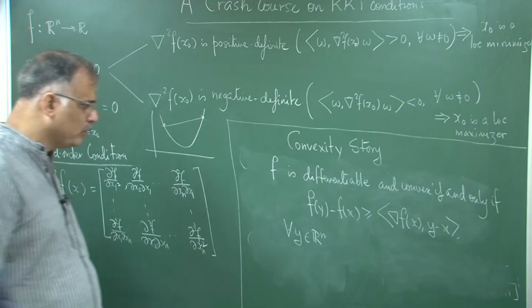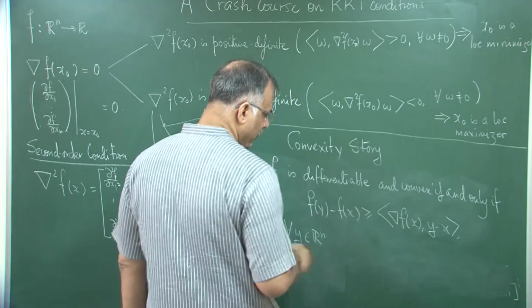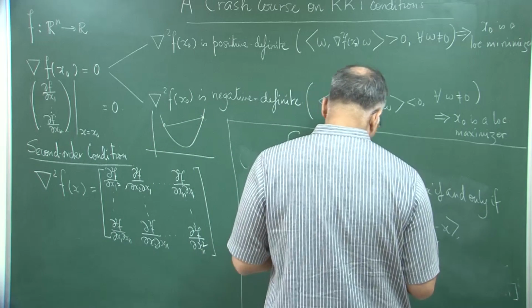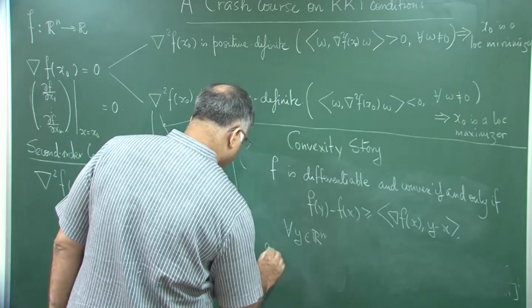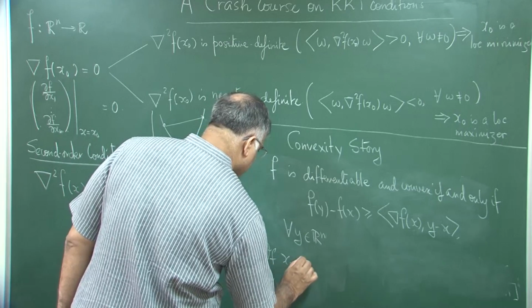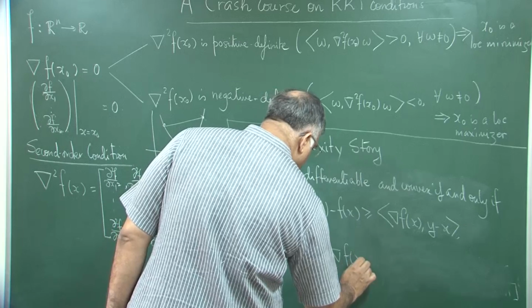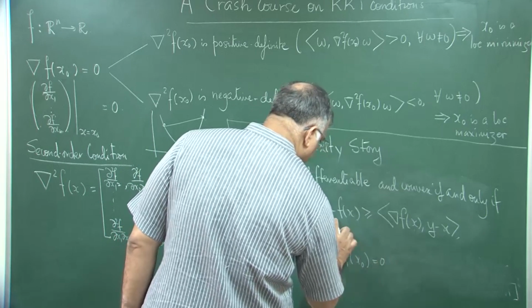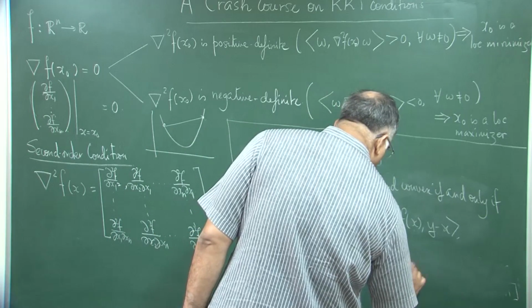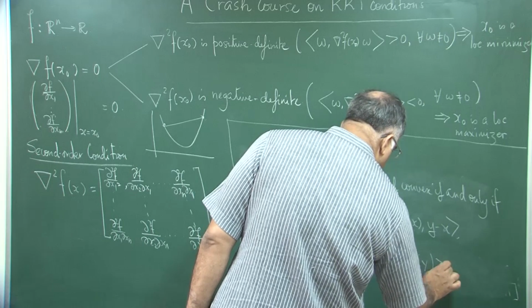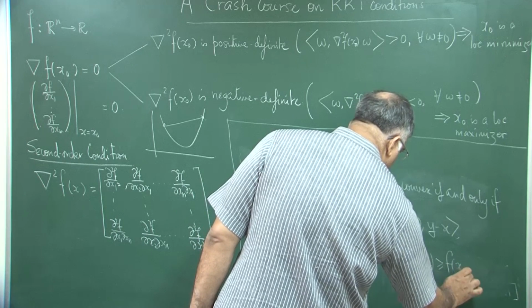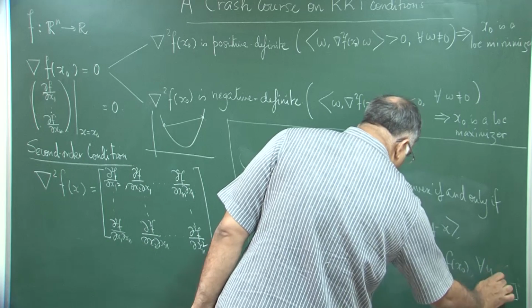So what happens, if I fix an x, for whatever y I take, this will be true. So if x naught is such that grad f x naught is equal to 0, employing this inequality, it will mean f y is greater than or equal to f x naught for all y.